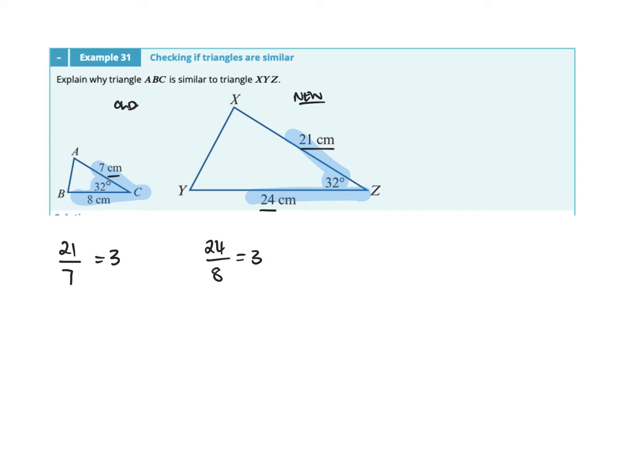So I'm going to say triangle ABC is similar to triangle XYZ, and we're just going to say because of side angle side, okay? And if you've shown that little ratio like I've done, all good, you get the mark.